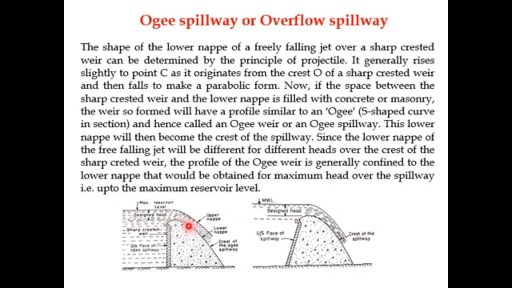But the lower nappe of a free-falling jet will assume different profiles for different heads over the sharp-crested weir. The profile of the ogee weir is generally confined to the lower nappe that would be obtained for the maximum head. So we go on trying the profile for various heads, but we fix up the profile of the lower nappe for the head which is maximum. This is how we fix up the profile for the ogee weir.